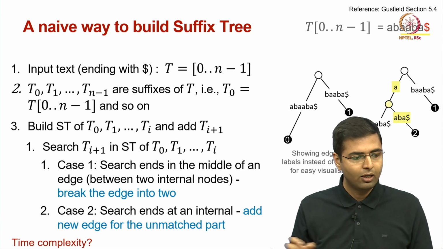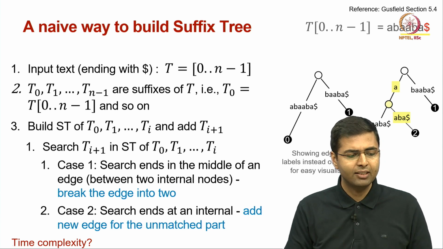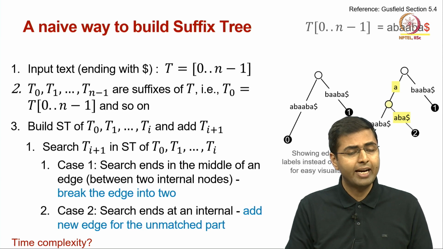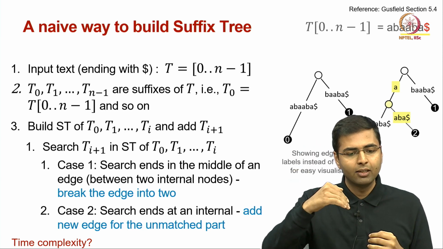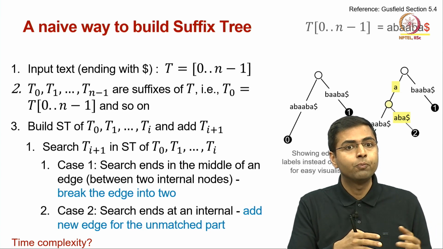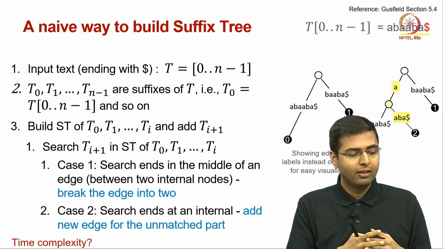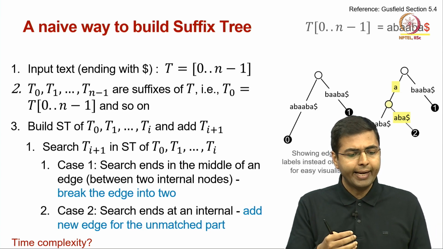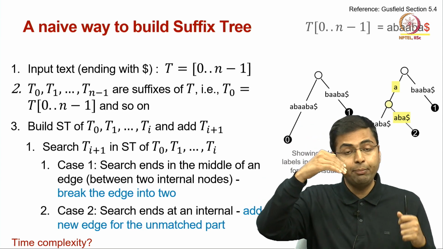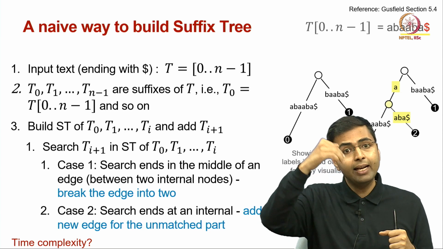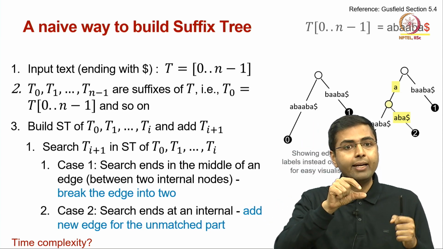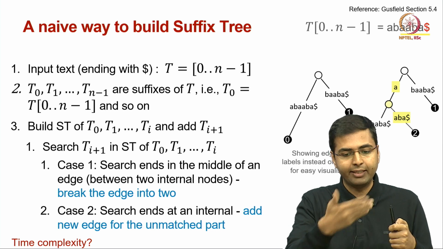Okay. What about construction of suffix trees? Well, we can still follow the naive way of building suffix trees, where we add one suffix at a time. So for example, suppose I am adding suffix T0, suffix T1, suffix T2 and so on. For the next suffix Ti, I can search for suffix Ti in the intermediate tree, and at the point where the search stops, I can add new edges as necessary.